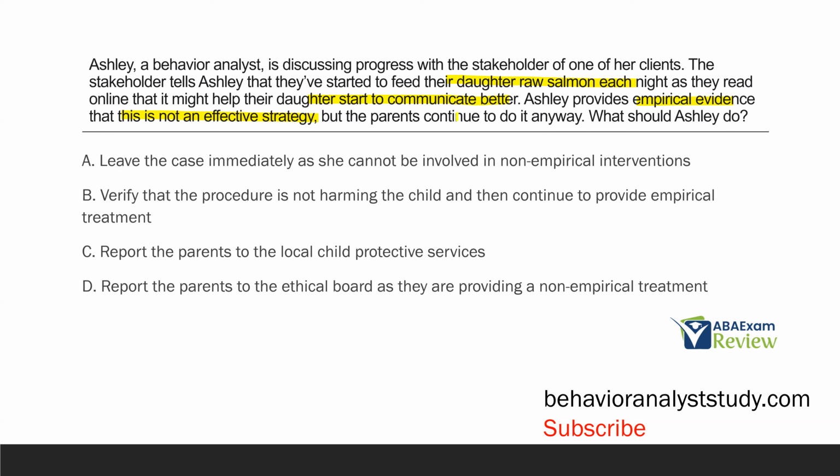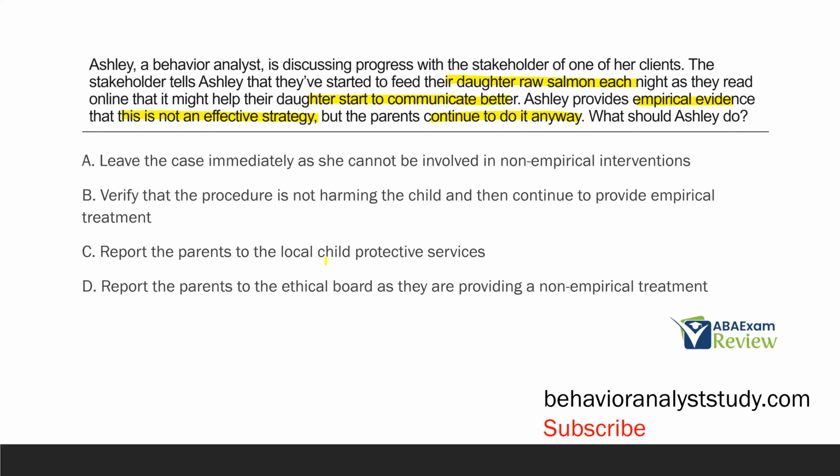B, verify that the procedure is not harming the child and then continue to provide empirical treatment. Yes, for the same reasons we just described in A. As long as this procedure is not harming anyone, Ashley can stay on because she wants to provide empirical treatment. So as long as this is not interfering with her treatment and it's not harming the child, well, then Ashley needs to stay on and continue providing services. This is not a good reason for Ashley to leave the case. She's done everything she could. Now it's the parent's choice.